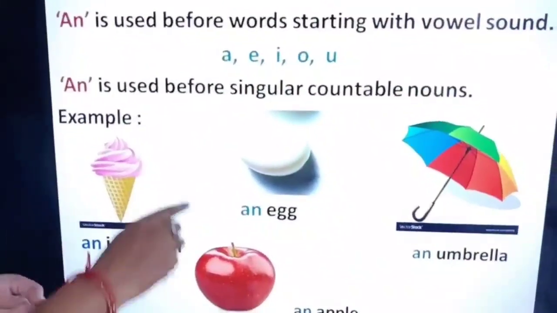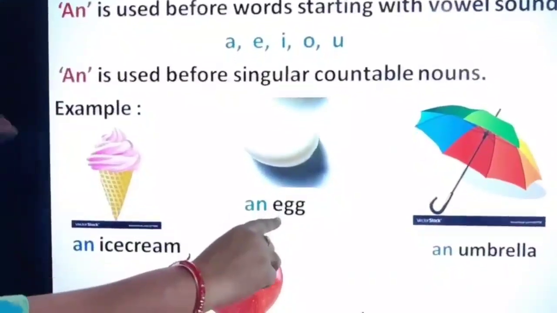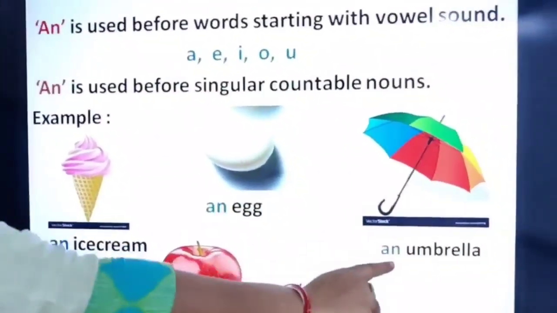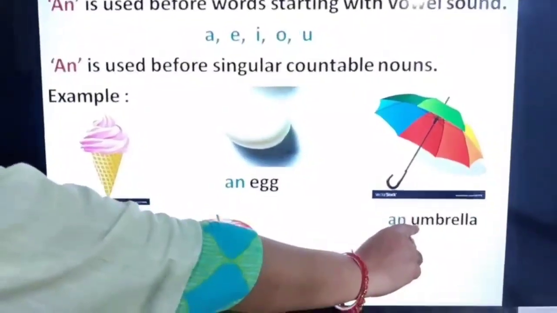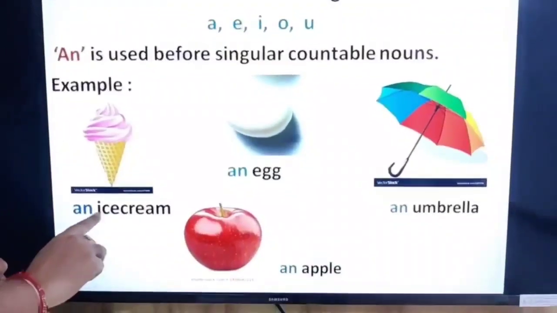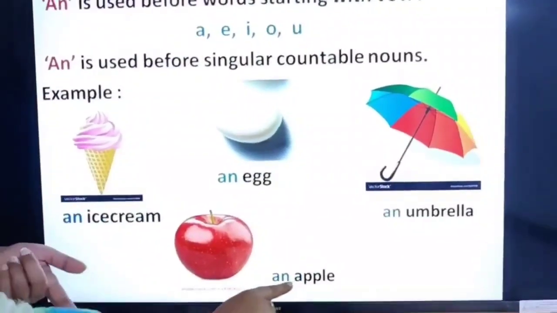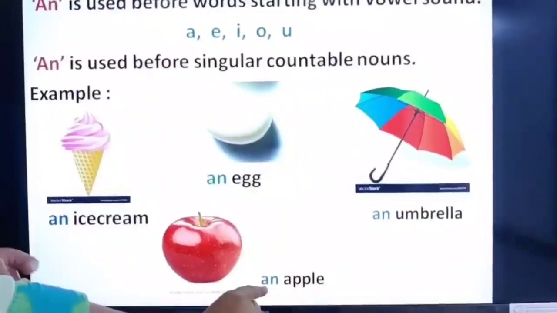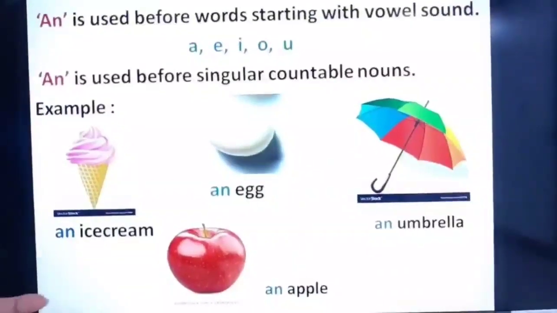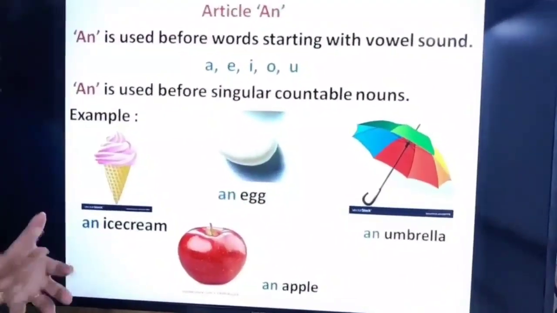Let's take some examples. Suppose we have egg. Egg starts with the letter E, and E is a vowel. What's the beginning sound of this word? E. So we'll put an egg. Next is umbrella. The sound of U here is u, so we'll put an before the word umbrella. Another example, ice cream. We'll put an as it is a vowel sound. Another word is apple. It starts with a vowel sound, so we put an apple. Similarly, an elephant, an owl, and an orange.